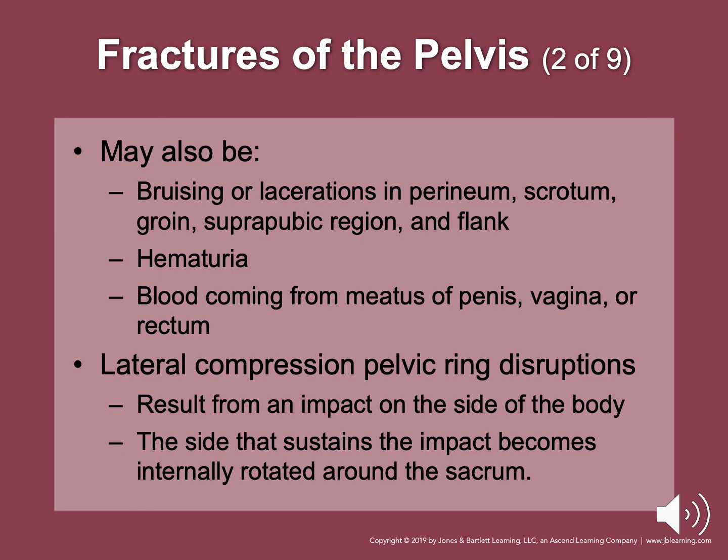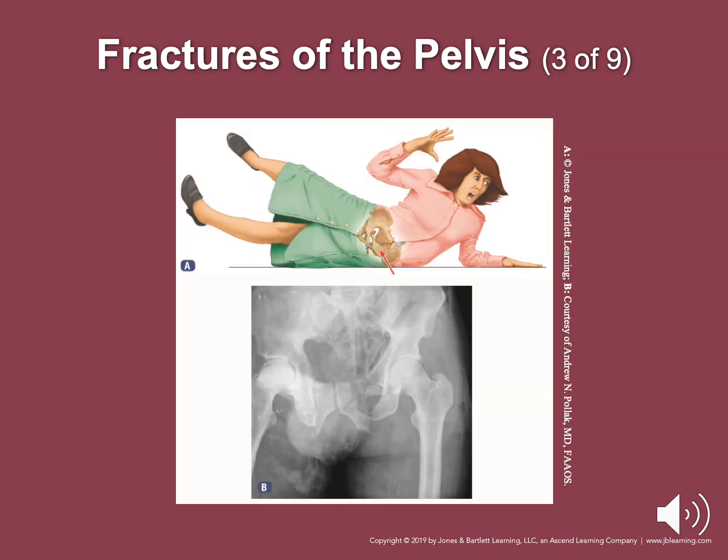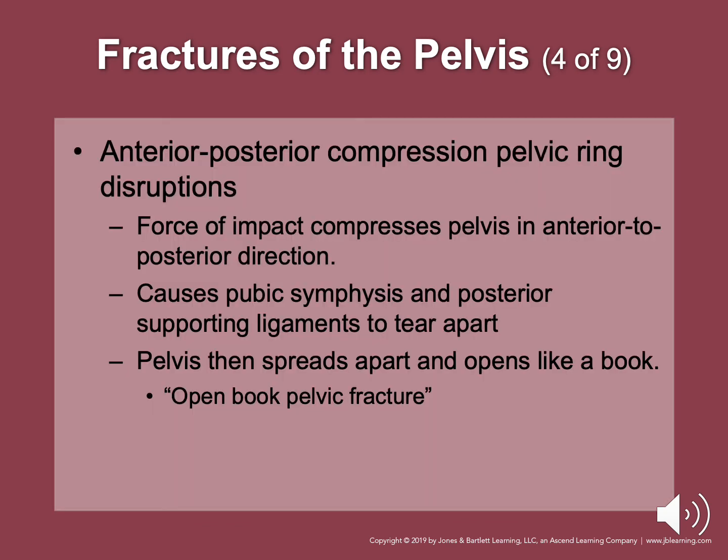Anterior-posterior compression pelvic ring disruptions may occur following a head-on injury, motorcycle crash, fall, or a pedestrian struck head-on by a vehicle. The force of impact compresses the pelvis in an anterior to posterior direction, causing the pubic symphysis and posterior supporting ligaments to tear apart. The pelvis then spreads apart and opens like a book, called an open book pelvic fracture. So this is a potential for massive blood loss.